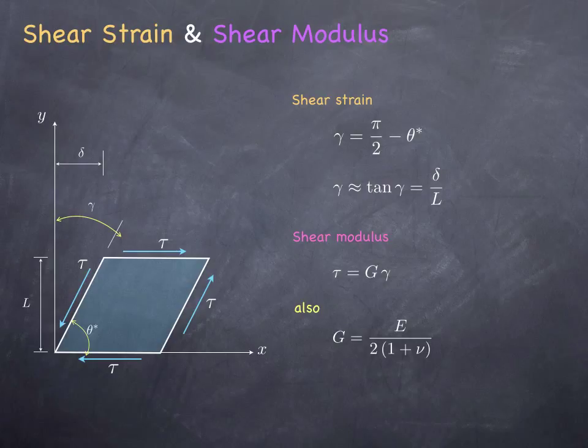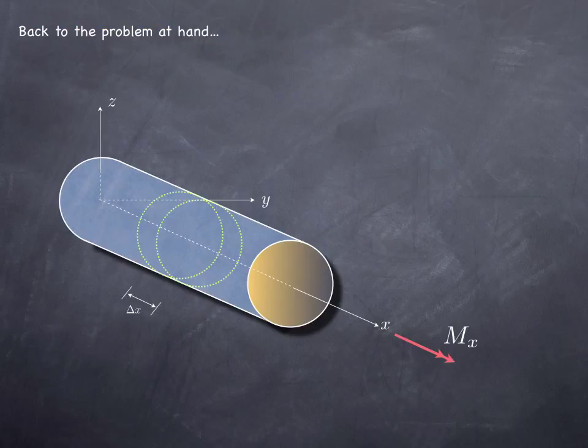Review your strength of materials textbooks to remember how this relationship, for example, was derived. So now that we have had a quick review of what the shear stresses are and how they're related to the shear strains, let us go back to the problem at hand, which is the torsion of a circular shaft.